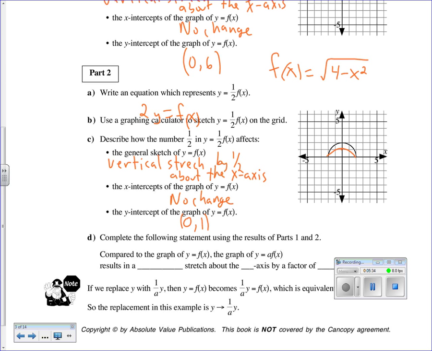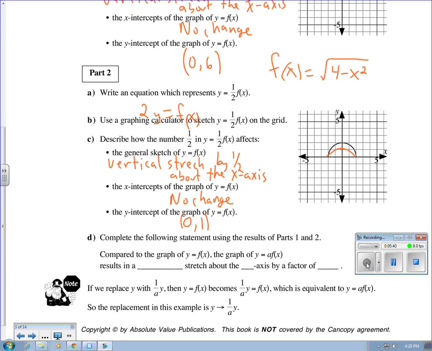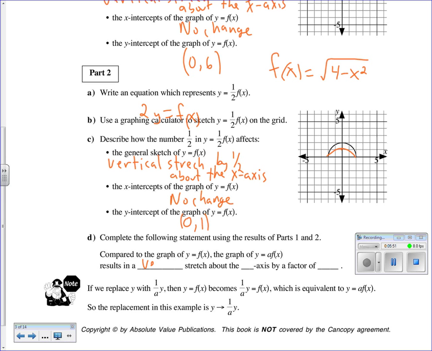So now, based on what we've seen, can we complete the statement? When the a is written on the right-hand side, which is certainly convenient, compared to the graph of y equals f at x, the graph of y equals af at x results in a vertical stretch about the x-axis by a factor of a.